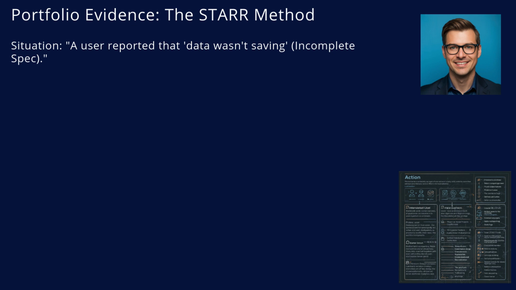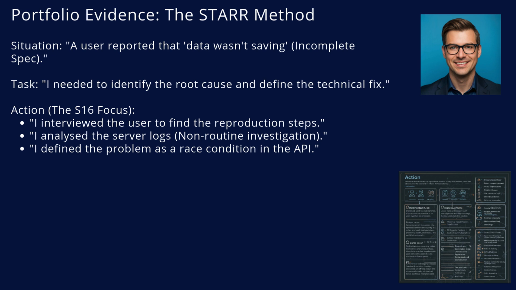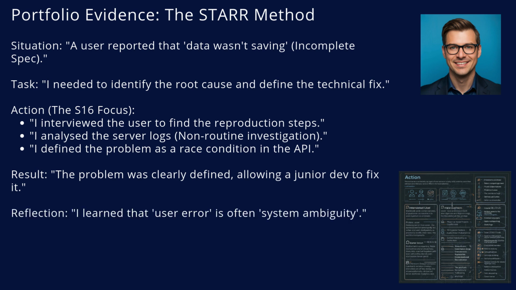For your portfolio, use STAR. S16 is perfect for a bug hunt story. Situation: a user reported that data wasn't saving intermittently. The bug report was incomplete. Task: I needed to identify the root cause and define the technical fix. Action: I interviewed the user to find the exact steps to reproduce it. I analyzed the server logs, a non-routine investigation. I identified a pattern and defined the problem as a race condition in the save API when two requests happen simultaneously. Result: the problem was so clearly defined that I could hand it to a junior developer to implement the fix. Reflection: I learned that vague reports usually hide complex logic errors, and clear definition is the key to solving them.